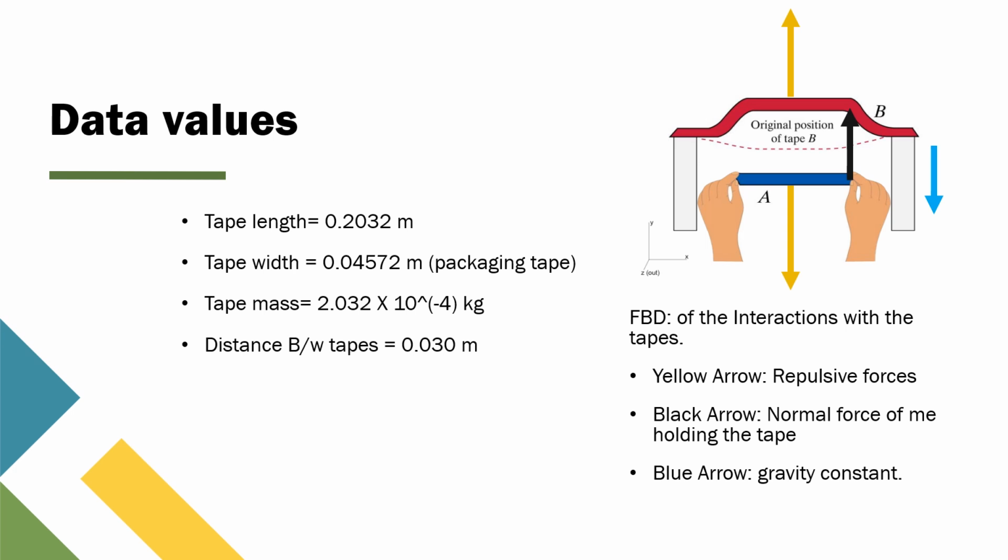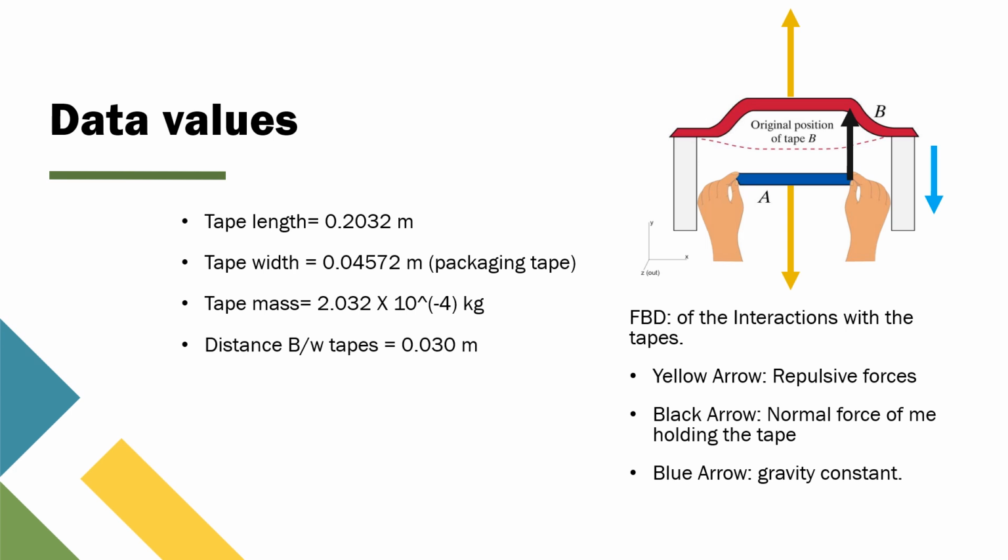So the data values that I got were these. These were my data values for length, width, mass, and distance between the tapes that I got when I held it together. Basically, I'm using packaging tape. That's why my width is a little bit bigger than normal, which is roughly 1.10 inches over the length of 8 inches. So yeah, that's why I have a larger width.